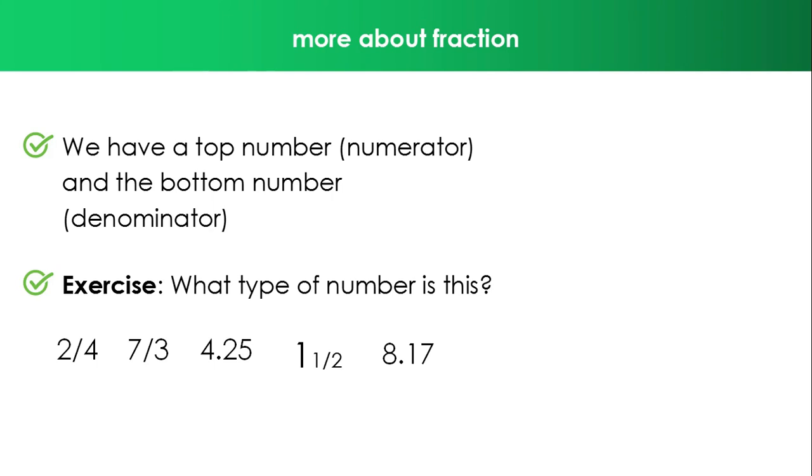If you look at this closely now, you see we have a number here, we have a slash here, and we still have a bottom number. In the first one, the 2 is the numerator, that means the top number, and the 4 is the denominator, which is the bottom number. And for 7/3, 7 is the numerator, the top number, and 3 is the denominator.